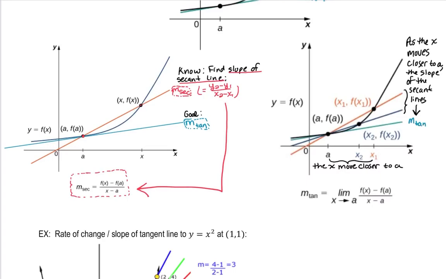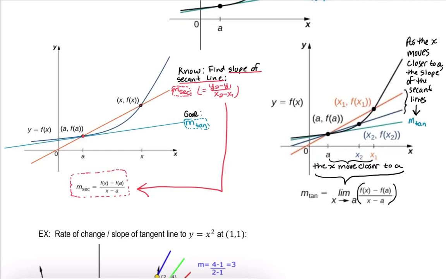So this is the limiting concept. What we are doing here is letting the x's approach A. The notation that we're going to be using right away in this first section is the limit as x approaches A. As x gets closer and closer to A, the slope of the secant line, which we see right here, is going to be approaching the slope of the tangent line.